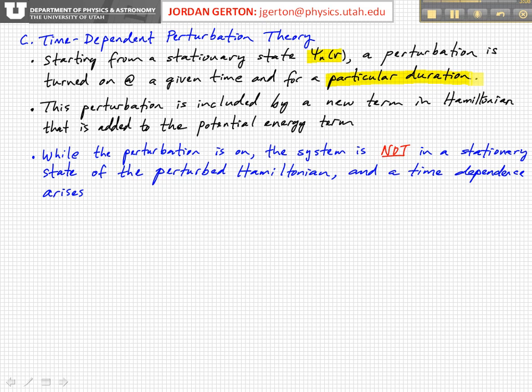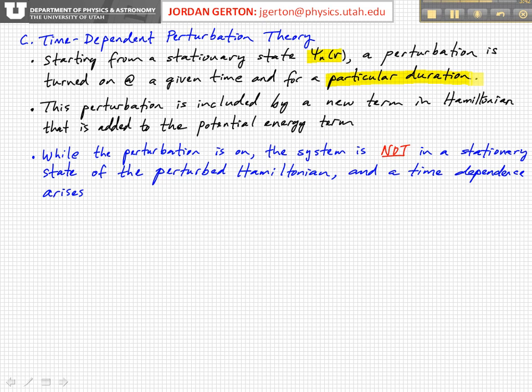Okay, and in order to account for this perturbation, again, which can be an electric field, magnetic field, electromagnetic radiation, etc., we add in a new term to the Hamiltonian, which kind of gets added to the potential energy term in order to account for the perturbation to the system. Okay, so we add a new term into the Hamiltonian, and it's only added for a certain period of time, and that's going to act on the wave function.